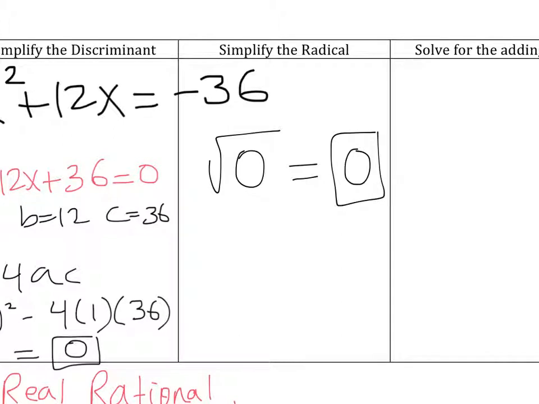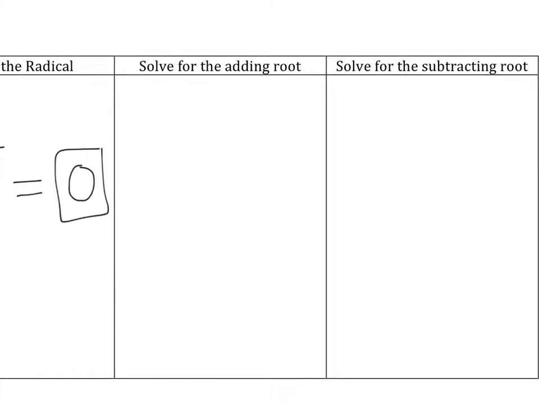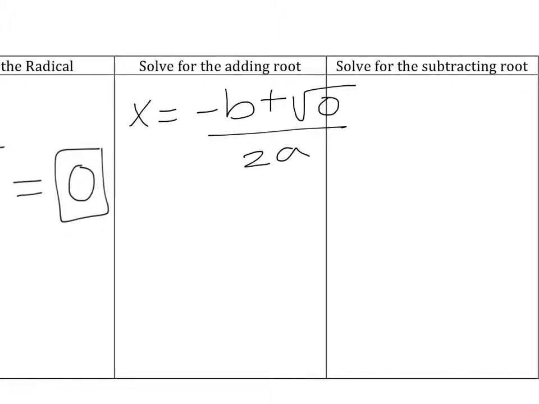Now, if we want to move to the adding and subtracting root, the first one is going to be x is equal to negative b plus square root of 0 over 2a. But it doesn't matter whether you're going to put plus or minus, because the square root of 0 is just 0. So this part of your quadratic formula is gone. So you are left with negative b over 2a. Because as you can see, plus or minus square root of 0 is just 0. Okay, so it cancels out.